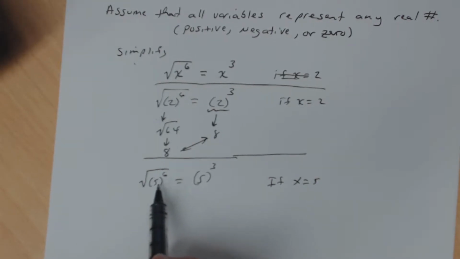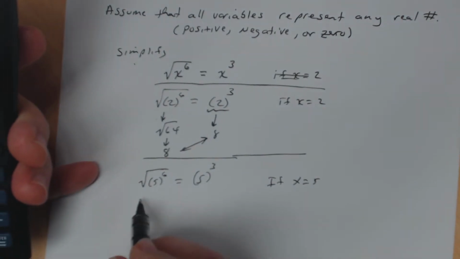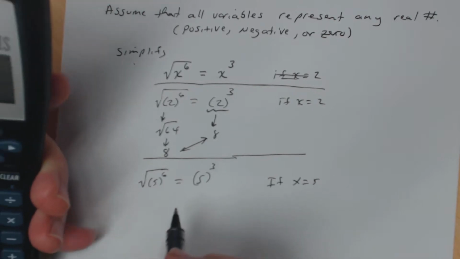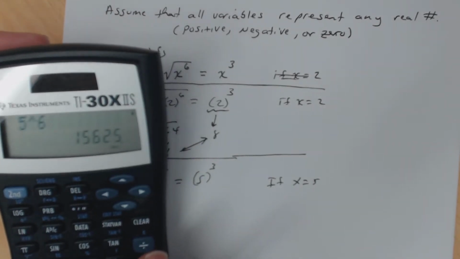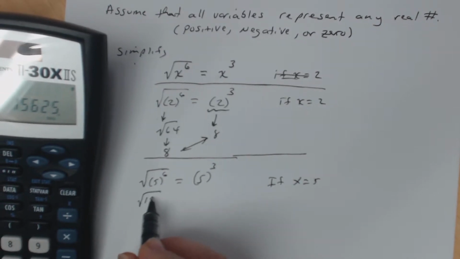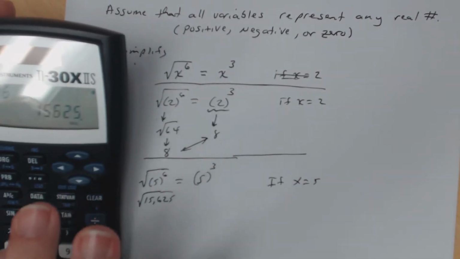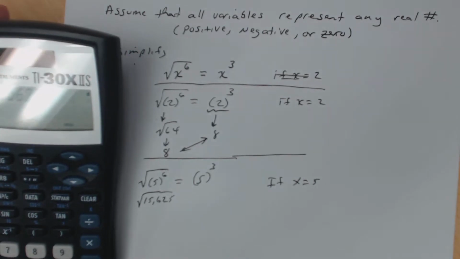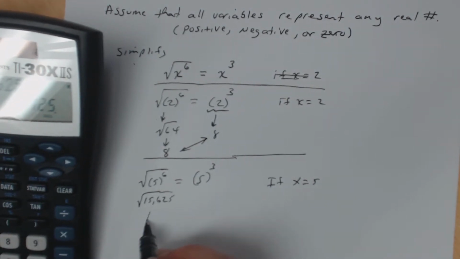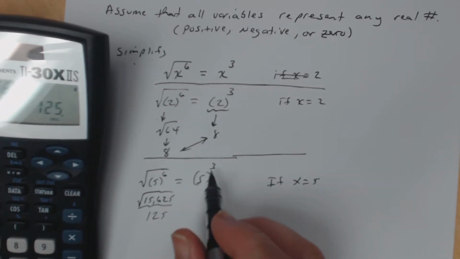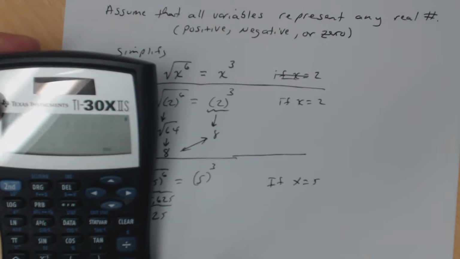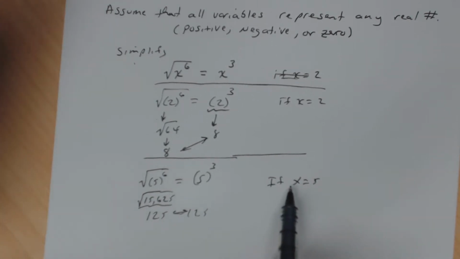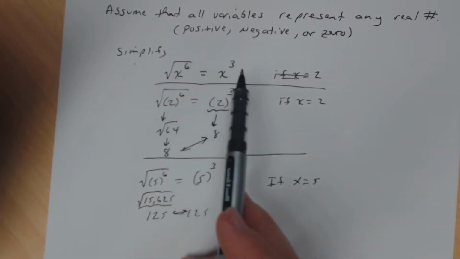Well, using your calculator, this is the square root of 5 to the 6th, so 5 to the 6th power, and this would be a big number. 5 raised to the 6th power is 15,625. I'm taking the square root of that, and the square root of 15,625 equals 125. And 5 cubed, if you use your calculator, 5 raised to the 3rd power, you get 125 as well. So when x is 5, this expression equals this expression.